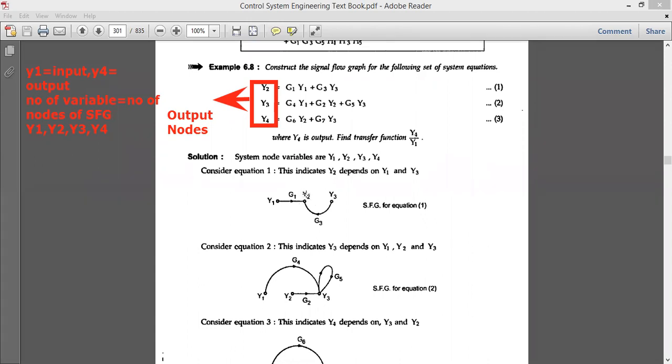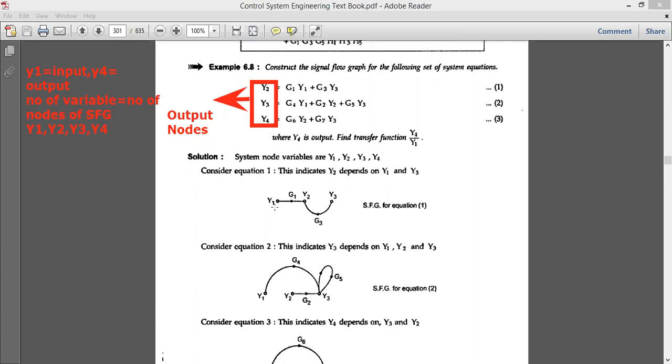So what other terms do we have with y2? g1 into y1 and g3 into y3, and y1 and y3 are also nodes. You can see the left part here, the number of nodes of the signal flow graph. y1 belongs to the nodes, y2, y3 and y4 are also nodes. But out of these four, y2, y3 and y4 are the output nodes. Then which is the input node? y1 is the input node.